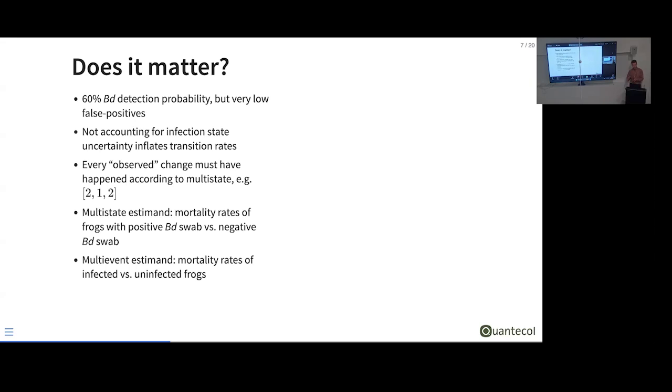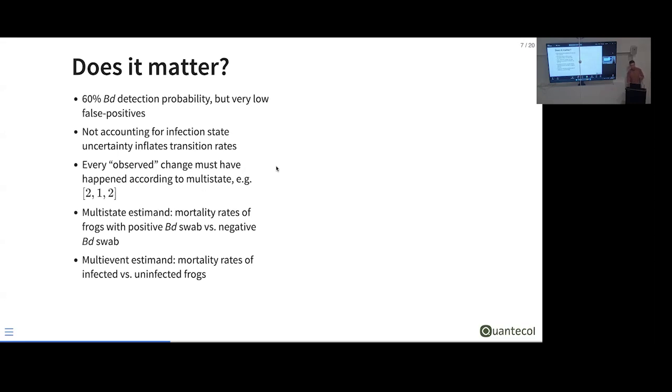I think it's related to the fact that these frogs had very low loads. So they may have become resistant to the fungus, which means that when they have the fungus, they don't carry very high loads. Our swabbing protocol was not very good at picking up these low loads, therefore you miss a bunch of infections. So as I mentioned before, particularly not accounting for these low detection probabilities of the disease, you inflate the rate of change. So here you needed to have an uninfection and an infection at the same time.